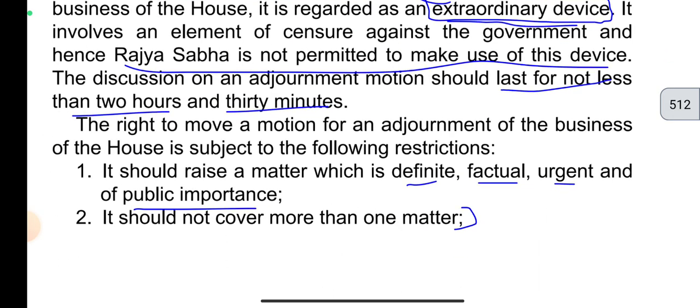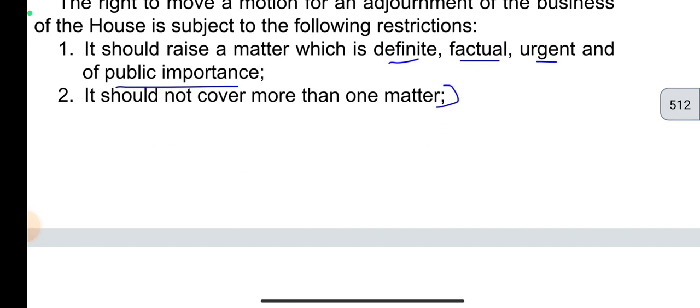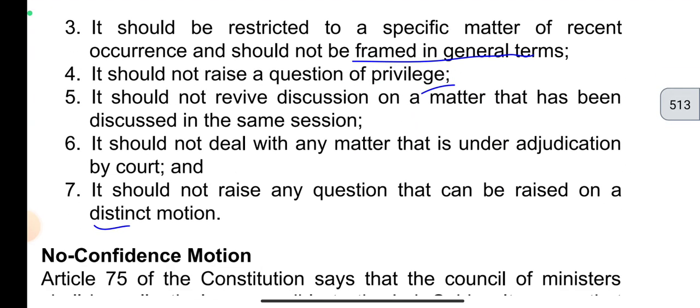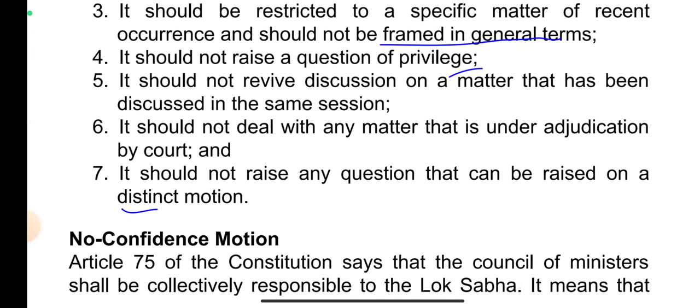The right to move a motion for an adjournment of the business of the house is subject to the following restrictions. It should raise a matter which is definite, factual, urgent and of public importance. It should not cover more than one matter. It should be restricted to a specific matter of recent occurrence and should not be framed in general terms. It should not raise a question of privilege. It should not revive discussion on a matter that has been discussed in the same session. It should not deal with any matter that is under adjudication by court, and it should not raise any question that can be raised on a distinct motion.